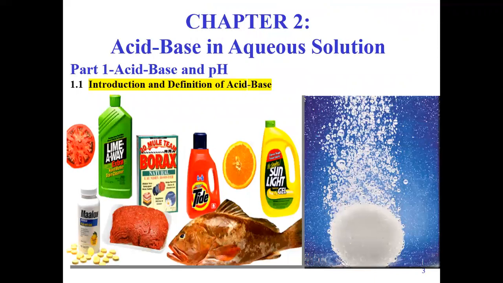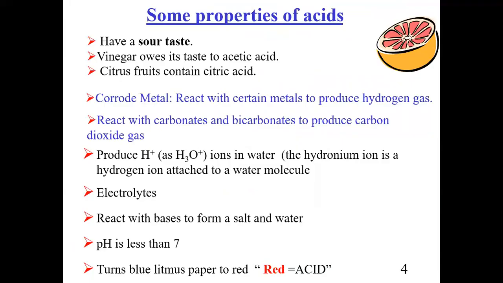So with the introduction, we're going to look at what's an acid and what's a base. Well, if you ask my little daughter, she would tell you that usually an acid has a sour taste. Vinegar owes its taste to acetic acid, and citrus fruit contains citric acid. Now, a little bit of a higher level will tell you that these acids can corrode metals, and they react with certain metals to produce hydrogen gas. Anytime you put an acid, any type, on a metal, you will see that metal bubbling and fizzing.